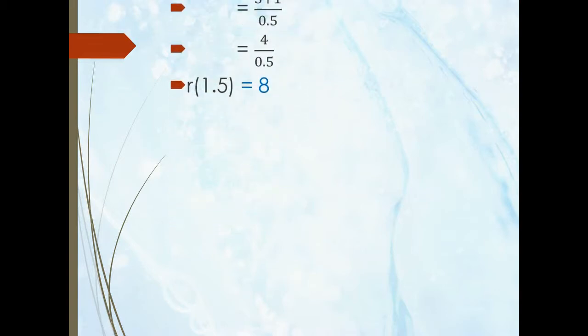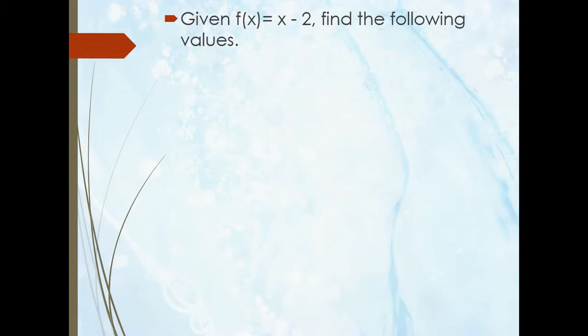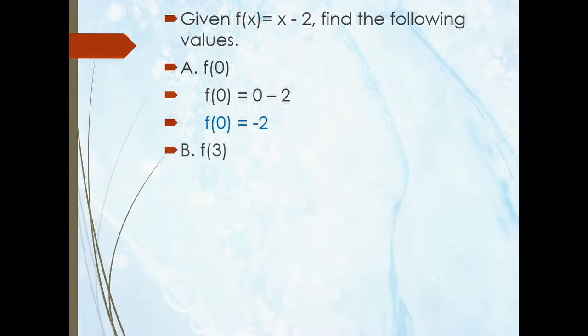Given f of x is equal to x minus 2, find the following values. A. f of 0. So f of 0 is equal to 0 minus 2. So f of 0 is equal to negative 2. Next is f of 3. f of 3 is equal to 3 minus 2. So f of 3 is equal to 1.